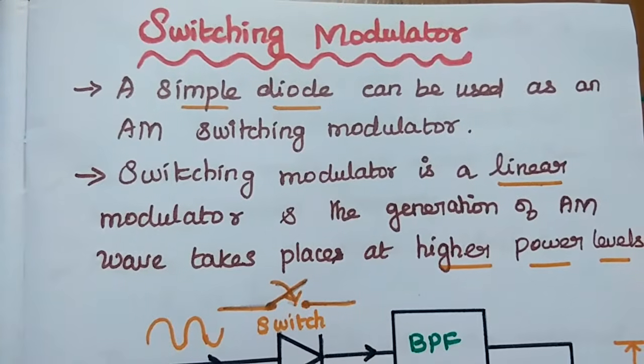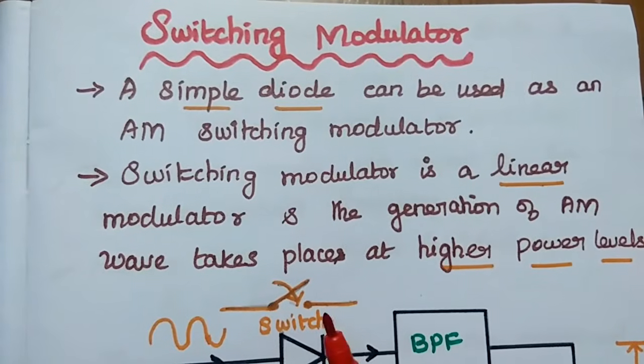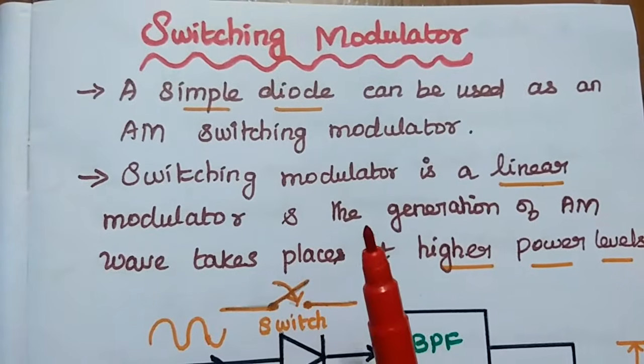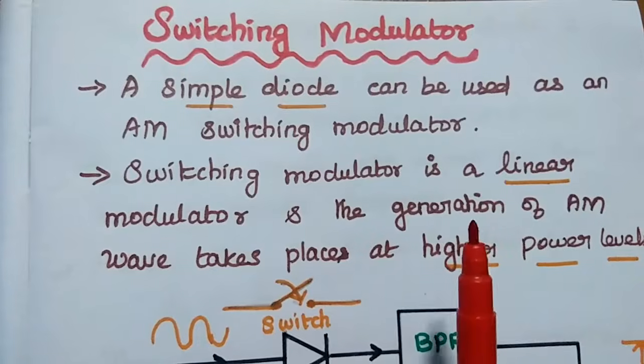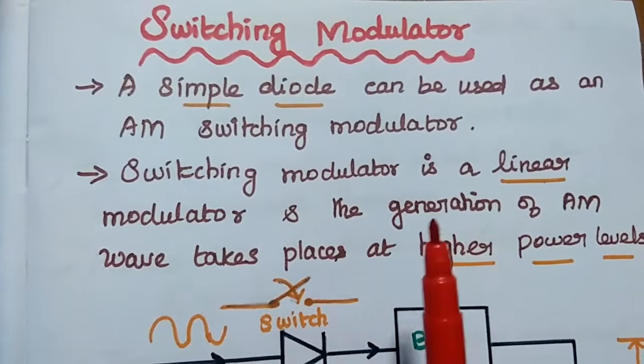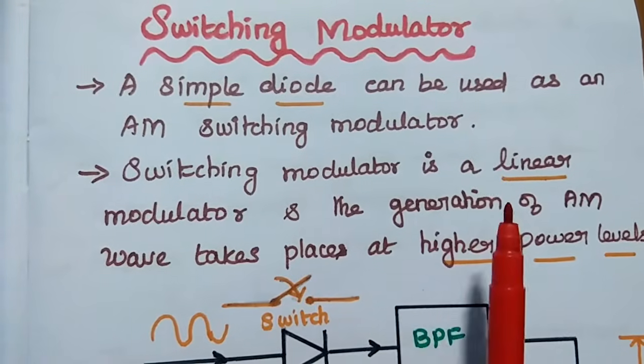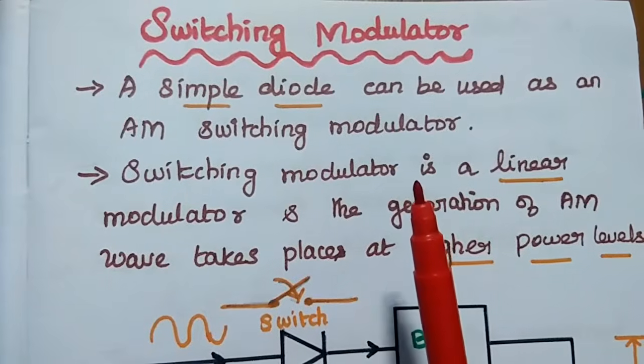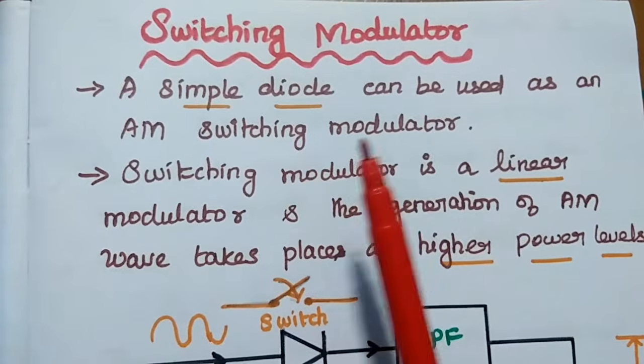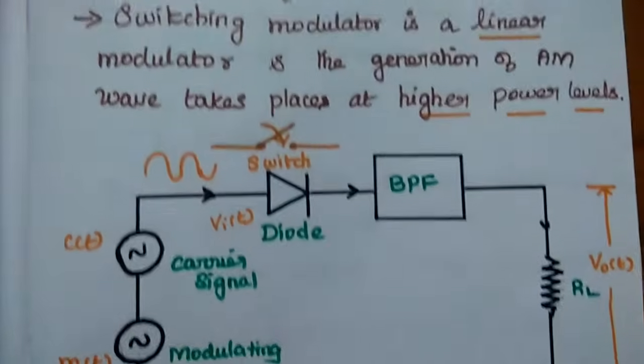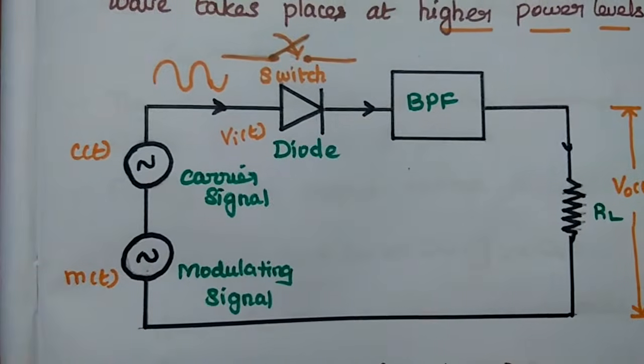The switching modulator is a linear modulator. It can generate the amplitude modulated wave at higher power levels, hence it is also called a high level modulator. Here we are going to use a simple diode as the switching element. This is the block diagram of the switching modulator.